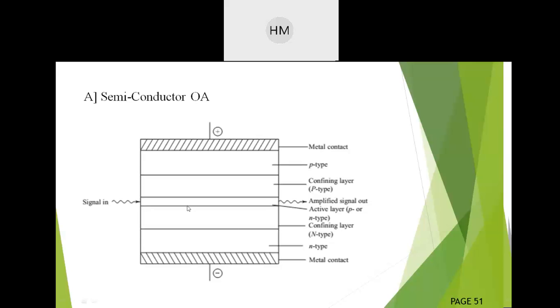So this is an amplifier. Signal is getting in, amplified signal is getting out. Active layer, confining layers, P-type, N-type, then P-type, N-type substrate, and this is the metal contact. So this is a basic SOA. And generally in the exam, EDFA, erbium doped, is asked to you.